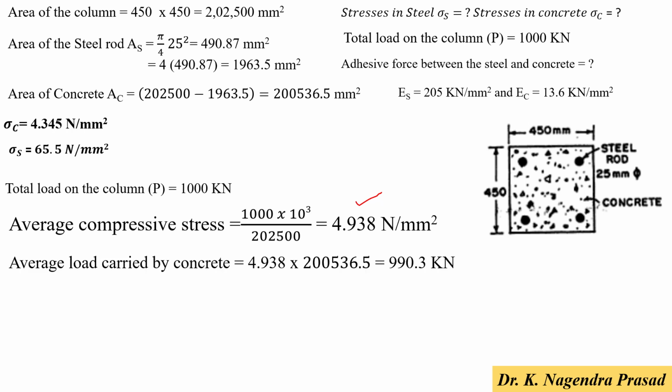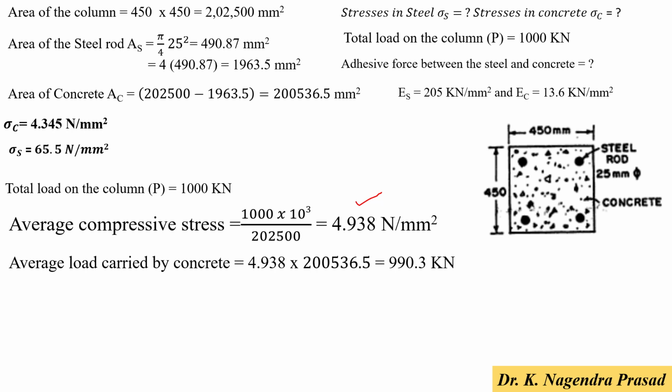Now the average load carried by the concrete equals the average compressive stress into the cross sectional area of the concrete. So average compressive stress is 4.938 and the cross sectional area of the concrete is 20536.5. Then the average load carried by the concrete equals 990.3 kilonewtons. So this is the average load carried by the concrete.